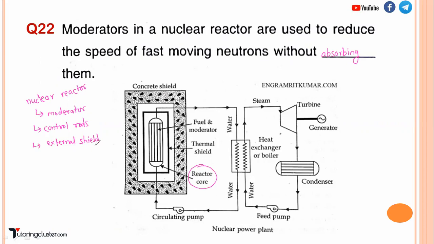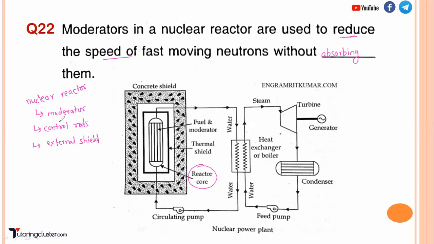So basically, when the fission of nuclear fuel takes place, it produces a fast moving neutron. These neutrons are slowed down. That means the speed of the neutron is reduced by the moderator without absorbing them.